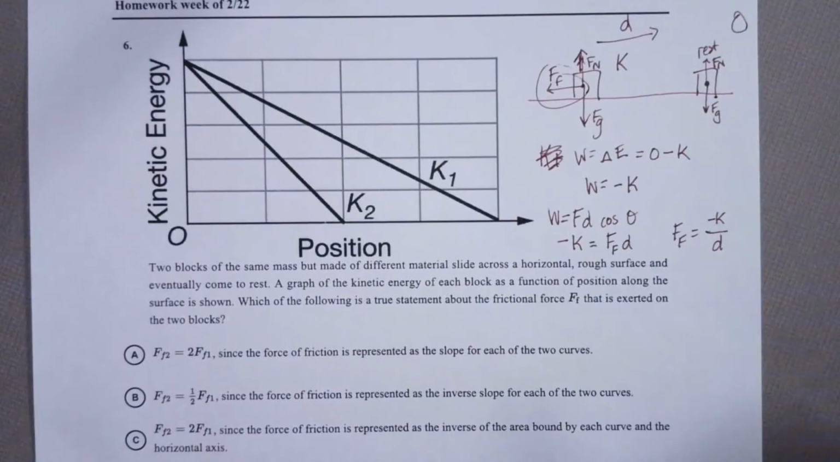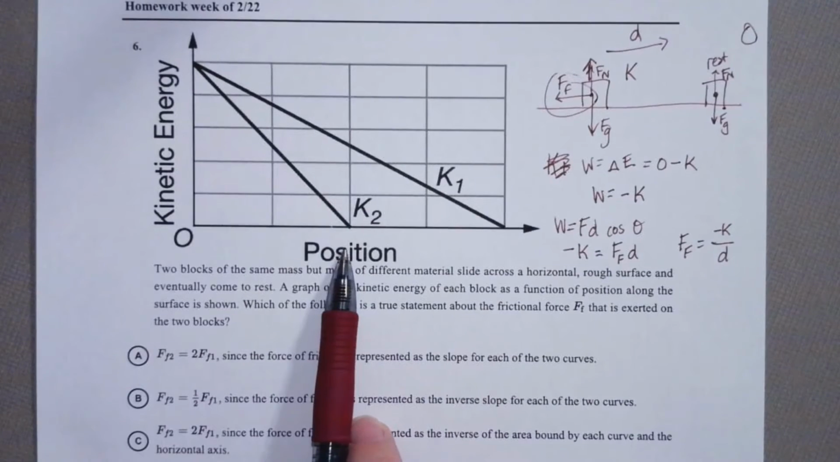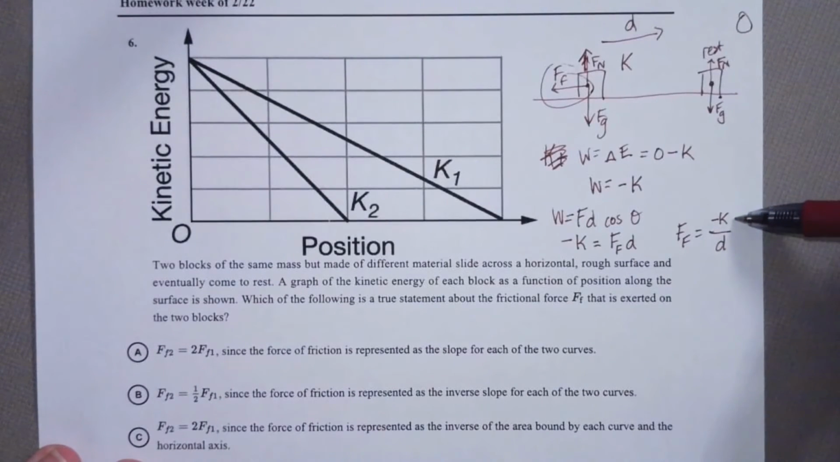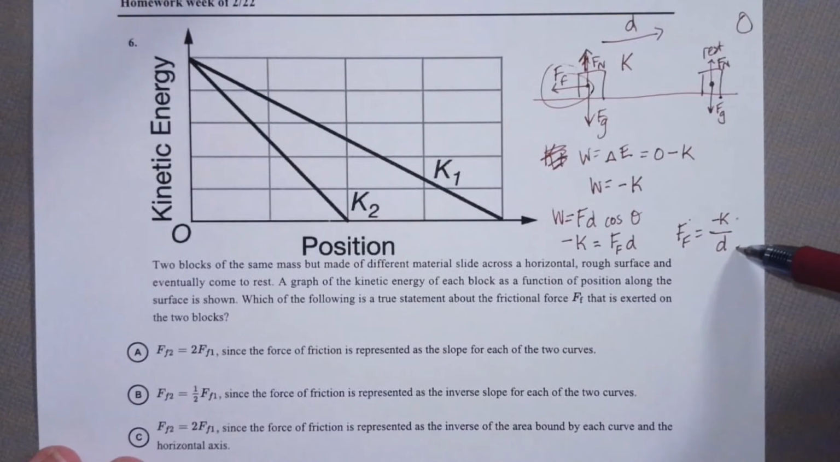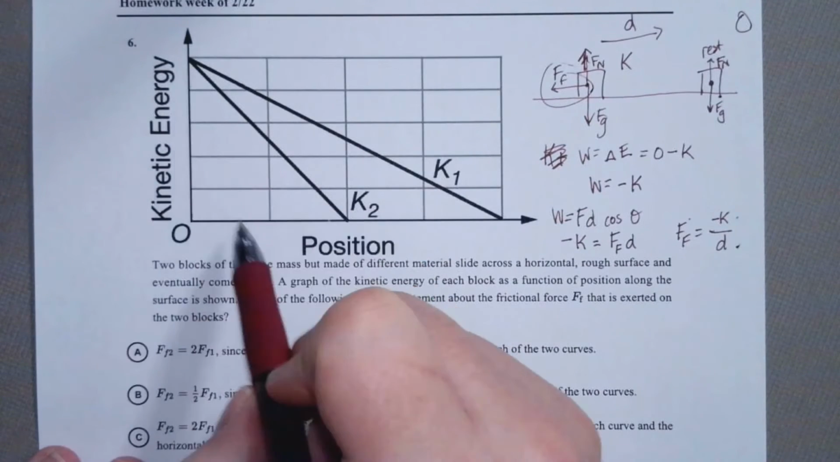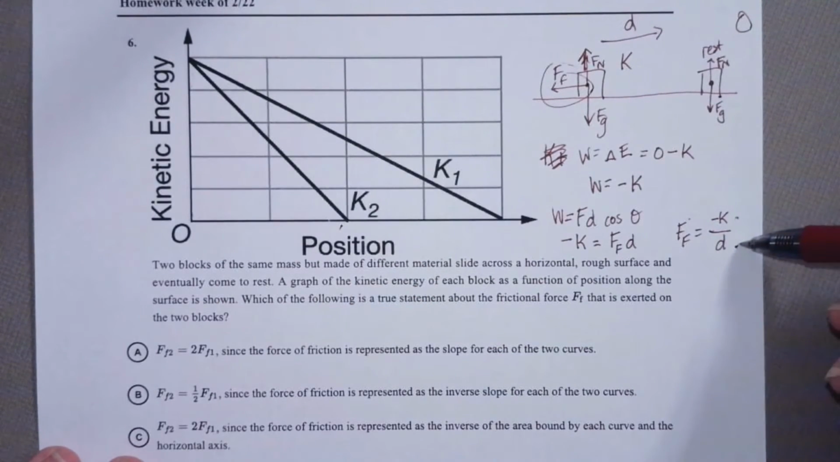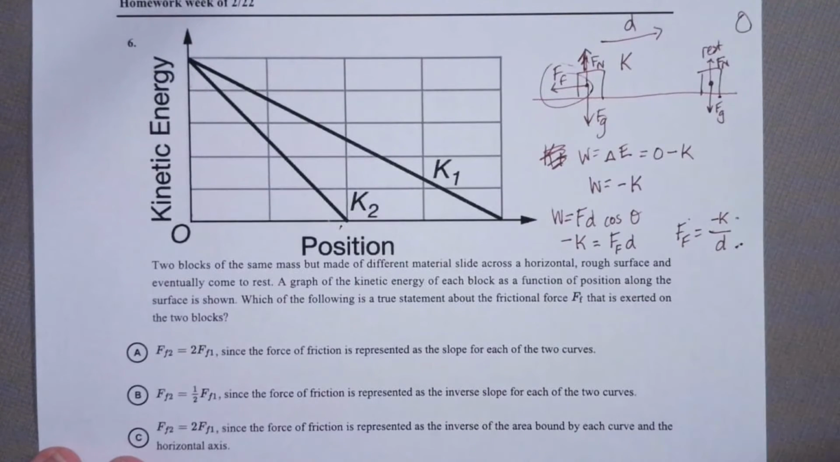Here we go. If we go over here, we've got a kinetic energy position graph, which is pretty much kinetic energy, displacement. So our force of friction is going to be equal to the opposite of kinetic energy divided by displacement, which happens to be the slope, right? So here, if we do change in kinetic energy over change in position, that's kinetic energy divided by displacement or position. And so force of friction is just the opposite of it.